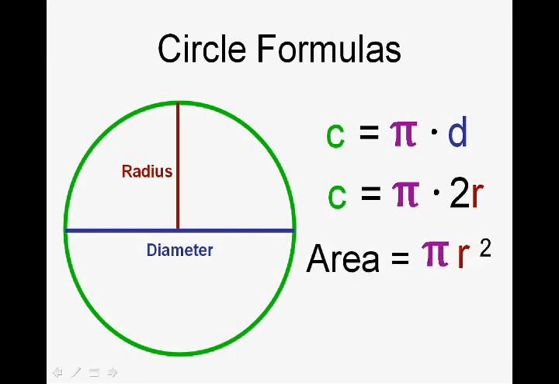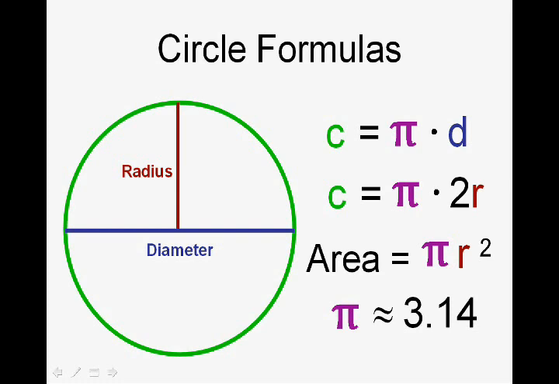Now remember, to find the area, we're going to be measuring square units, and the area formula is not pi times 2r or pi times d, but rather pi r squared, or pi r times r. Now, if we need an estimate, an actual number, a usable number, then instead of pi, put in 3.14, and you'll get a usable answer. Let's look at an example.